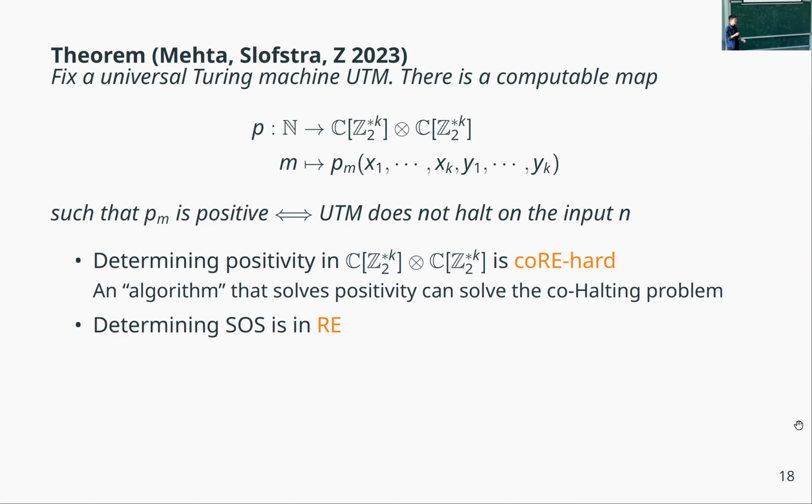So determining positivity is quite hard, because if you have an oracle of positivity, then you can solve the co-halting problem, in which a Turing machine does not halt on a specific input. So the co-halting problem for this universal Turing machine: your input is M, your output is yes if it does not halt, no if it halts. This is the co-halting problem.